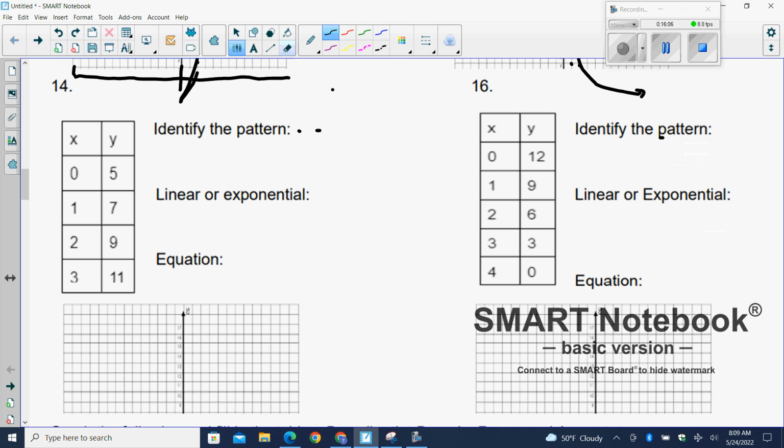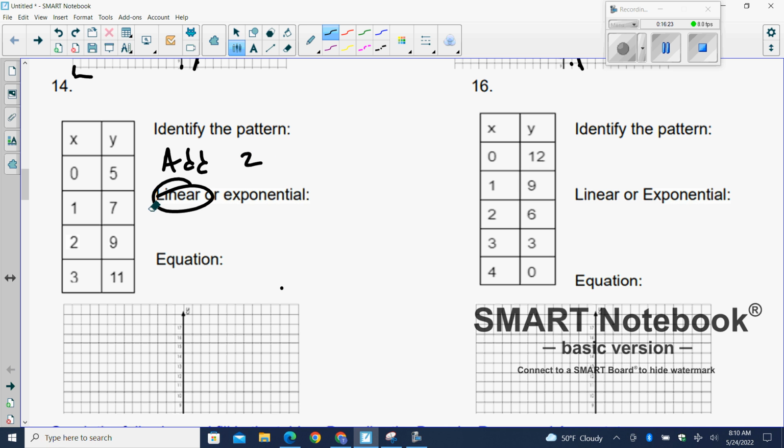Question 14. Get rid of this mess. Looking at my pattern, from 5 to 7, we add 2. From 7 to 9, we add 2. From 9 to 11, we add 2. What is the pattern? Add 2. So I know it's linear. We're adding the same amount.